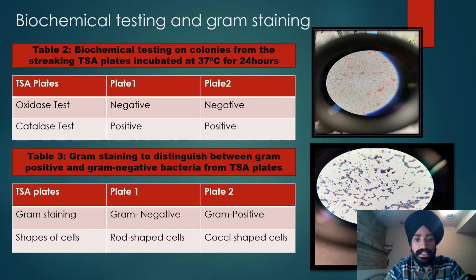From the oxidase test we did not get positive results, as there was no purple color observed, so the tests for both plates were negative. And the catalase test was positive, as there was a formation of bubbles on the plate. And then we further did the gram staining, and from the gram staining for both plates we conclude that plate 1 had gram-negative, rod-shaped bacteria, and plate 2 had gram-positive, cocci-shaped cells.